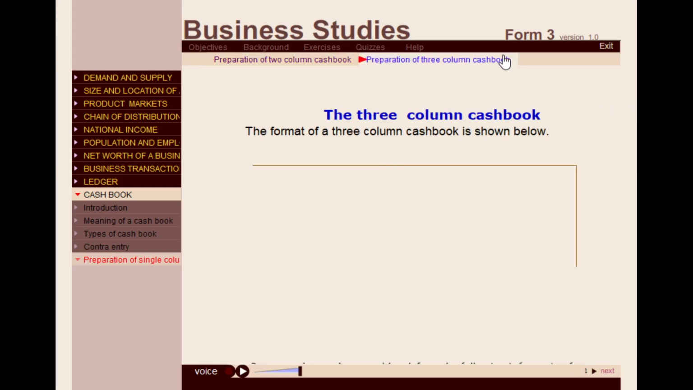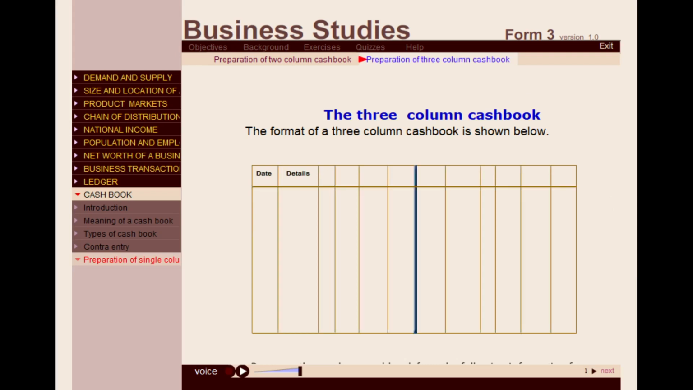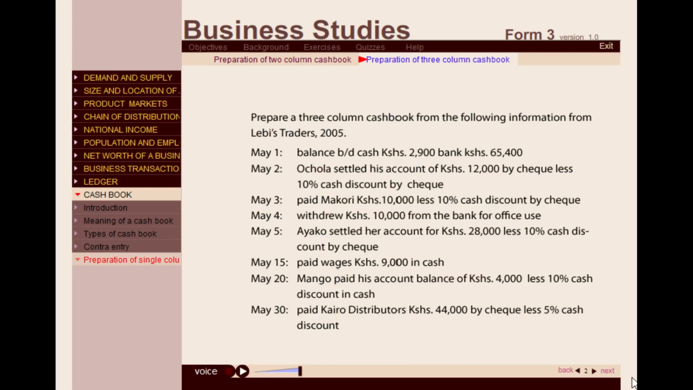The three-column cash book. The format of a three-column cash book is shown below. Prepare a three-column cash book from the following information from Leby's Traders, 2005. May 1st, balance brought down. Cash, 2,900 Kenya shillings. Bank, 65,400 Kenya shillings.